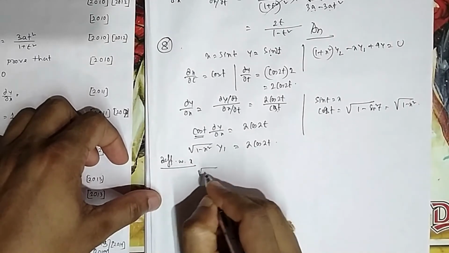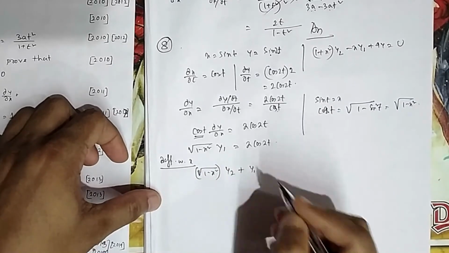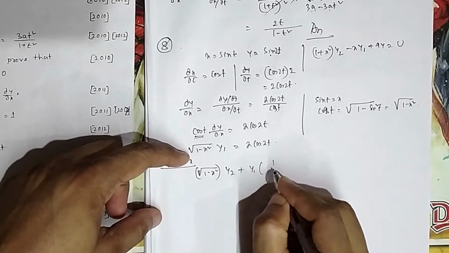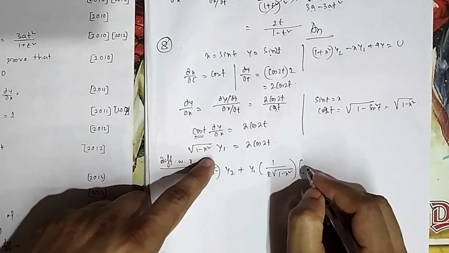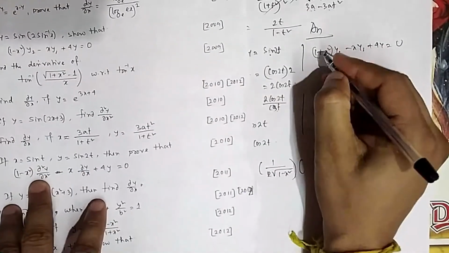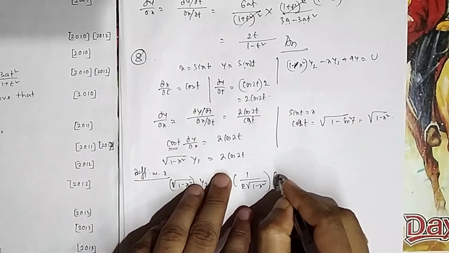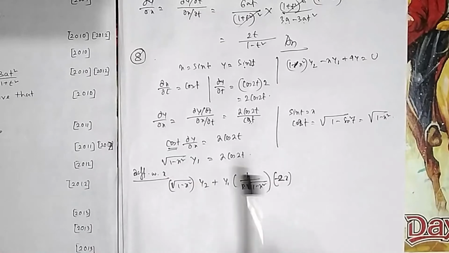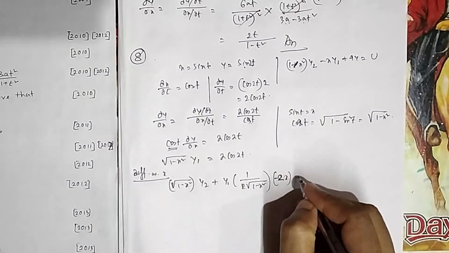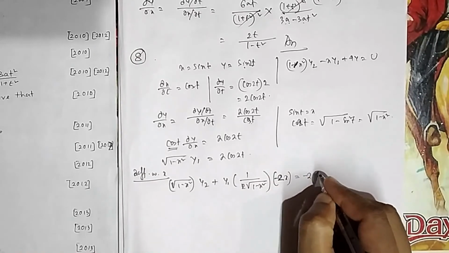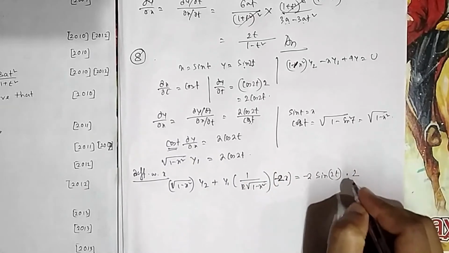So this one, under root 1 minus x square is constant, then y2 plus y1 times the derivative of the constant. Differentiation of this one we have seen: 1 by 2 root 1 minus x square. Then again for 1 minus x square, for minus x square it will be minus 2x. 1 is 0, so 0 minus 2x. Then differentiation of 2 cos 2t, it will be minus sin 2t, cos differentiation is minus sin. Then for 2t again 2 will come.